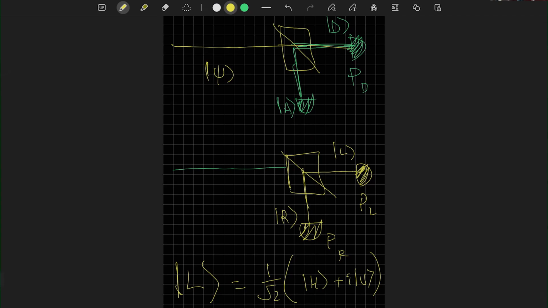It does not exist. It's not available in the lab, at least as far as I know. So we have to do something else. But this is a thought experiment. Mathematically it's correct. This is how we want to do it.